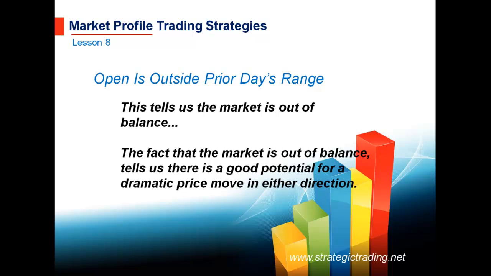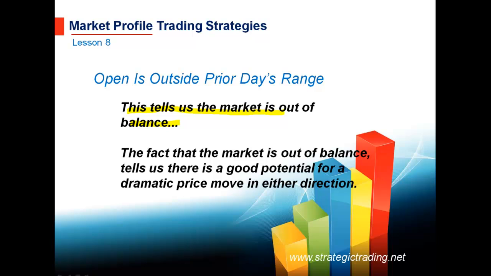Now, what if the open is in fact outside the prior day's range? Immediately, this tells us something that is very important. It tells us that the market is out of balance. The fact that it is opening outside the range of the prior day naturally means that it's outside the value area of the prior day. So something must have happened to push prices out far enough to get it to open beyond the range, either above or below the range.